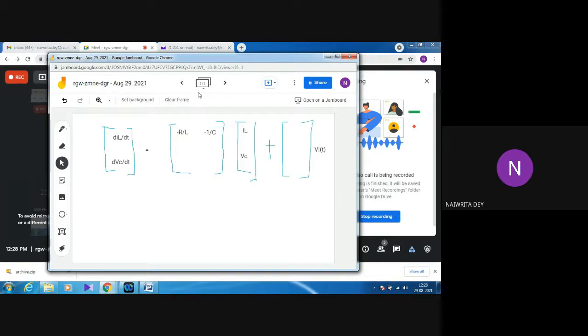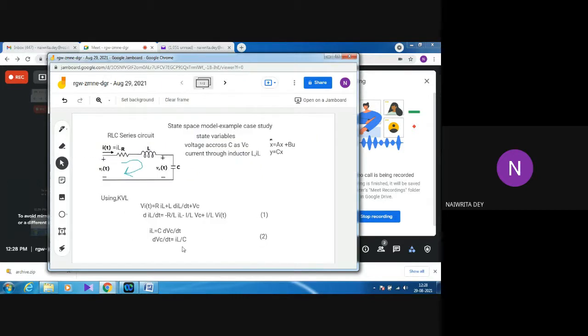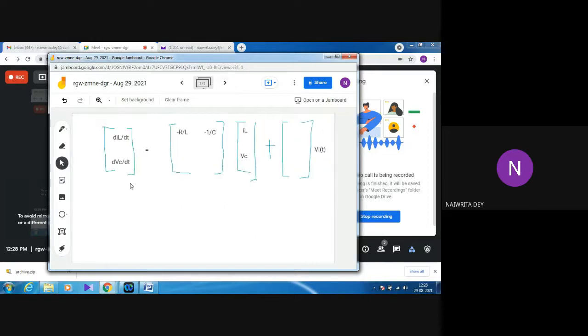Fine. Now what is the expression of the other variable, VC? Here we don't have any term for VC, so that will be 0, and this will be 1 by C. This is the coefficient. What is the coefficient of the IL variable here? This is 1 by C. So we put down that value, and the other value here is 0. So we are done with our A matrix formulation.